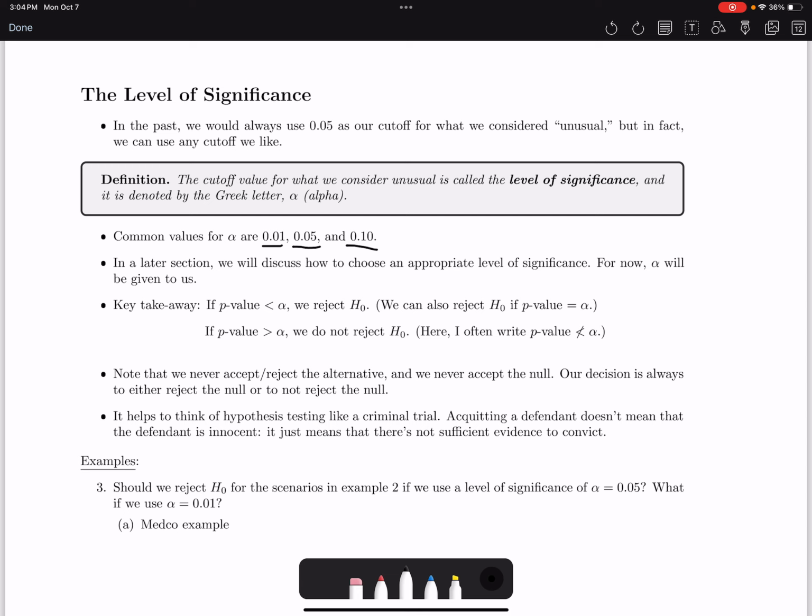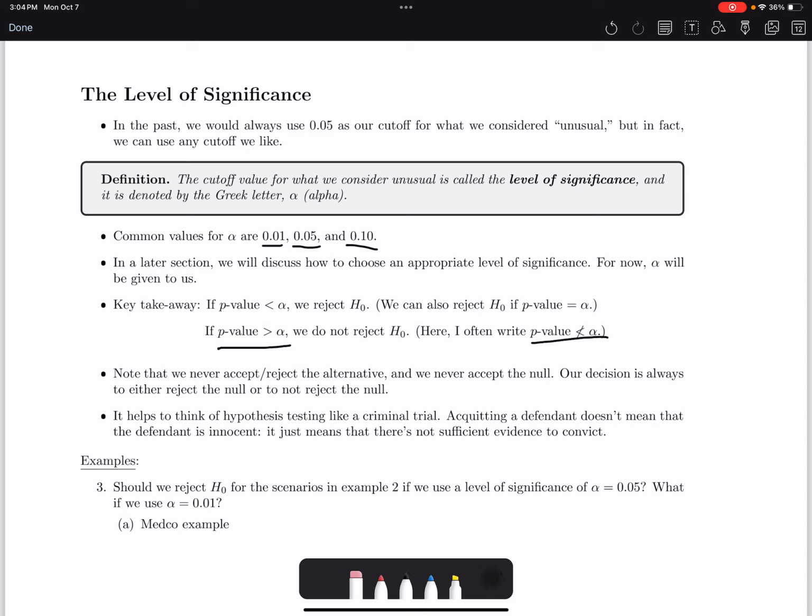But the key takeaway is this. We compute our p-value, and if it's less than alpha, then we reject the null hypothesis. If it's greater than alpha, then we do not reject the null hypothesis. Here, instead of saying p-value greater than alpha, I'll oftentimes say p-value not less than alpha, just to emphasize the fact that if the p-value is less than alpha, then you do reject. If the p-value is not less than alpha, then you do not reject.